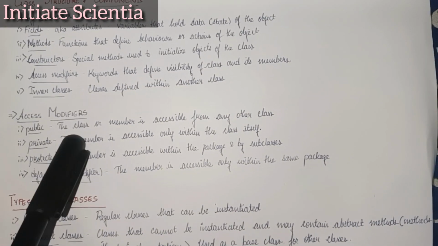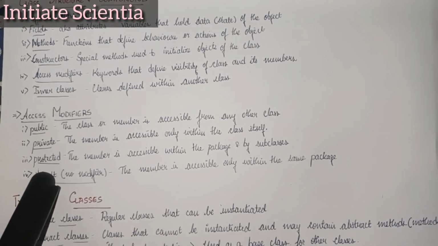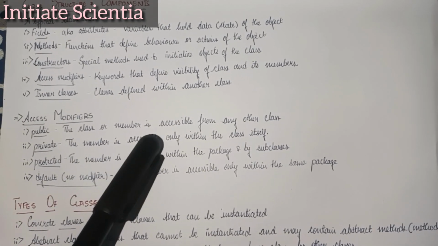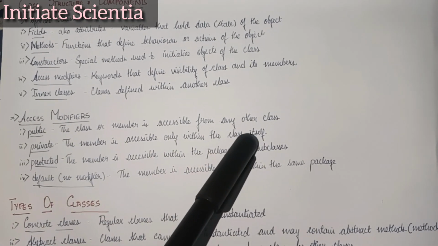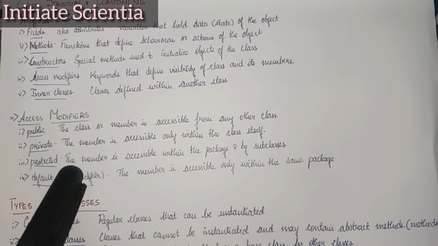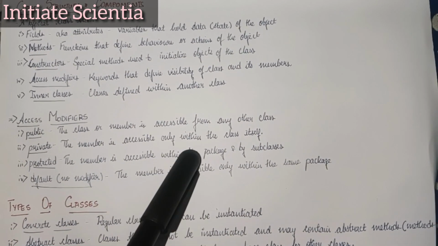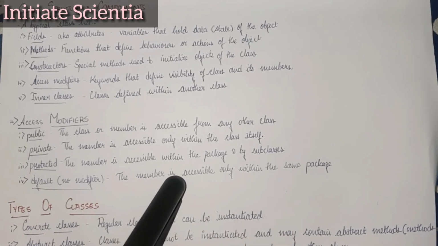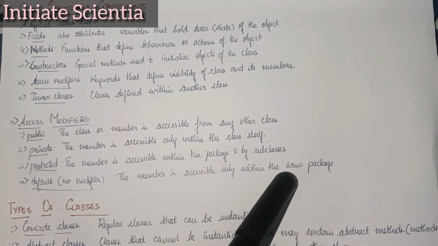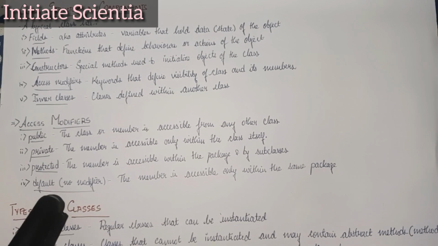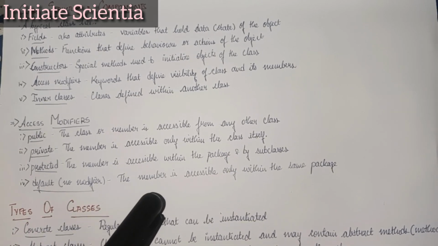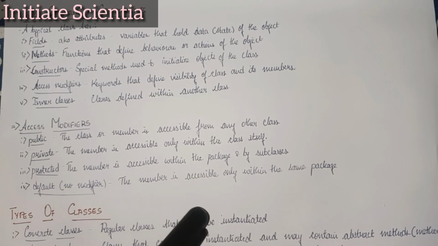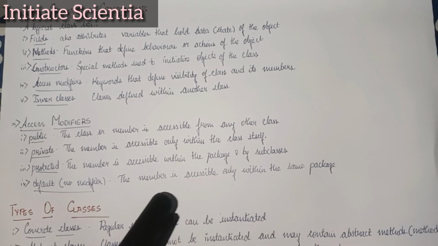Access modifiers: public, private, protected, default. Public: the class or the member is accessible from any other class. Private: the member is accessible only within the class itself. Protected: the member is accessible within the package and by the subclasses. Default is no modifier. When no modifier is specified, it's default. The member is accessible only within the same package.